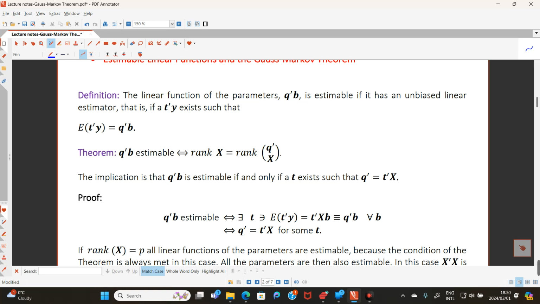Now we go to the theorem, and in this theorem we say q prime b is estimable if the rank of X is equal to the rank of X augmented with a row q prime. Remember q is a column vector, q prime is a row vector. So if you add this row vector and augment it with the matrix X, if the rank of this augmented matrix is equal to the rank of X, then you would say q prime b is estimable. Once again, let's consider.